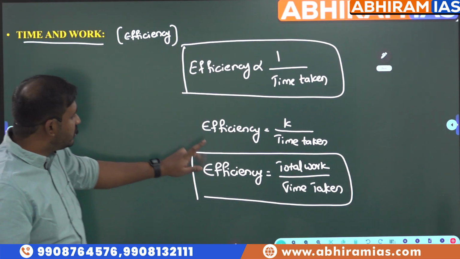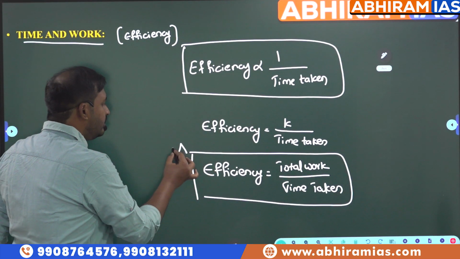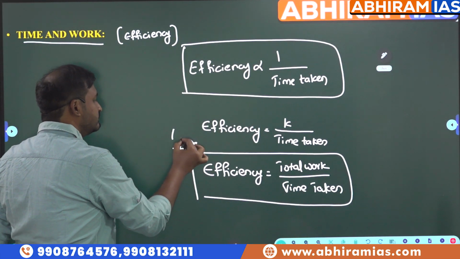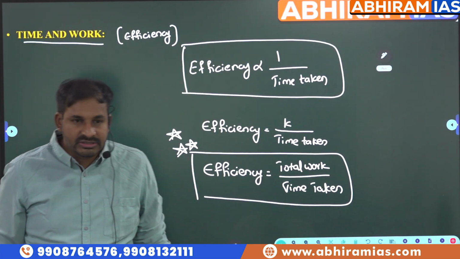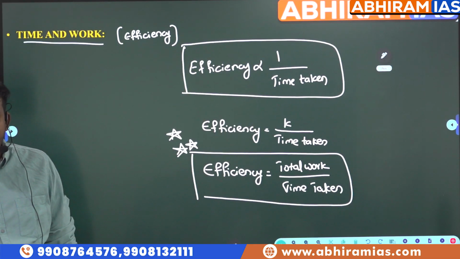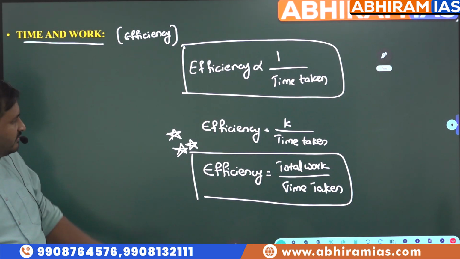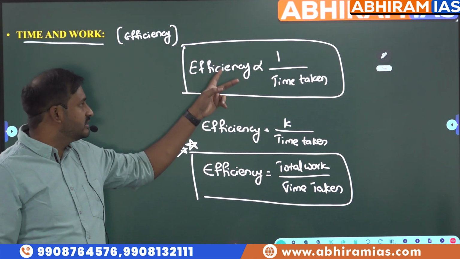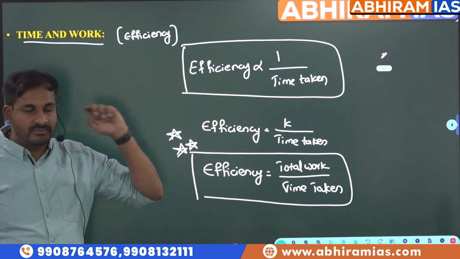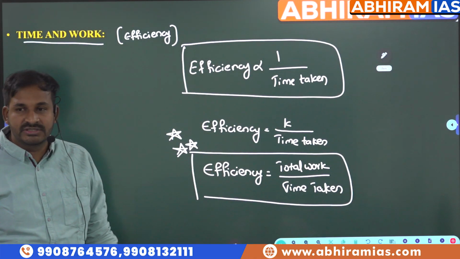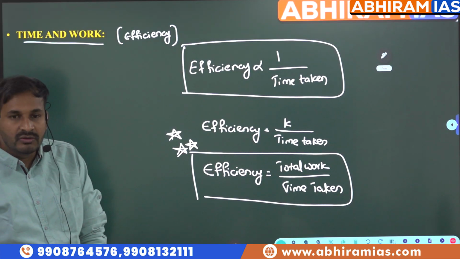Based on this one formula only, we are going to solve our entire time and work concept. Very important. From the relation between efficiency and time taken only, we are writing this formula: efficiency is equal to total work by time taken.